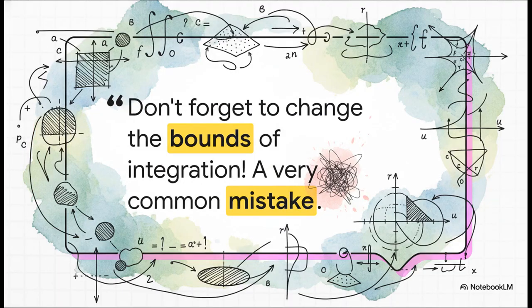Okay, I want to pause here for a second because this is so important, and it's honestly one of the most common mistakes people make in calculus courses. When you switch your variable from r to u using a u-sub, you have to remember to change your integration bounds to match that new variable. If you forget this step, you can do everything else perfectly, and your hard work will still lead you to the wrong answer. So please, don't forget the bounds.